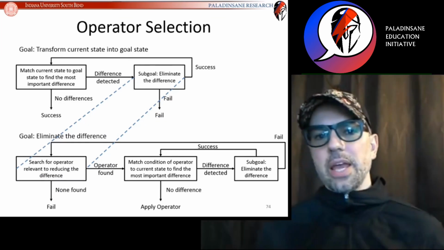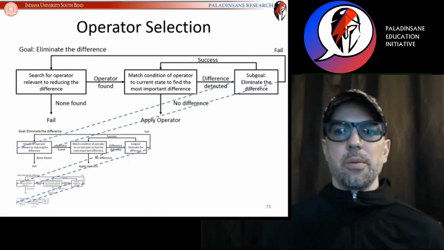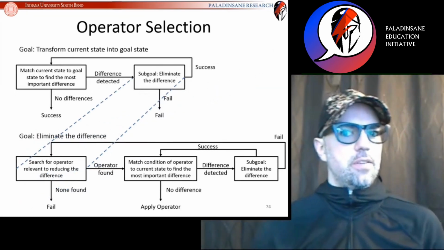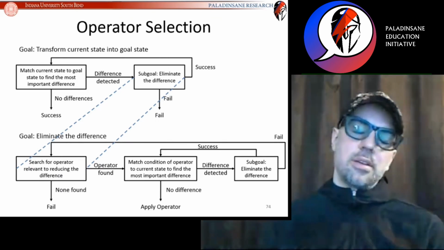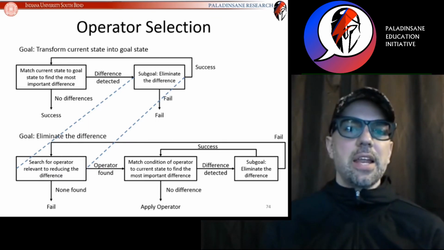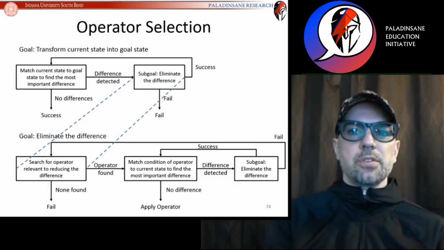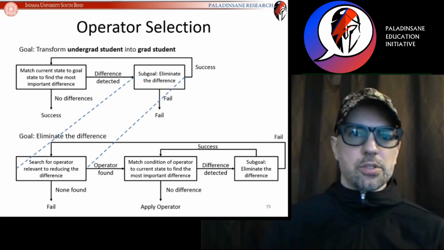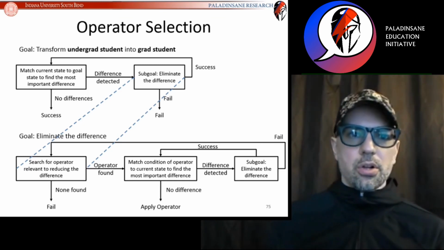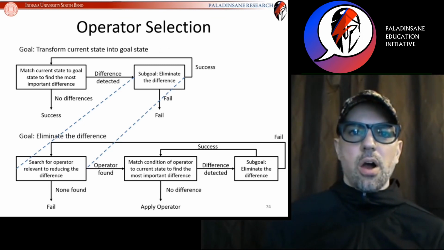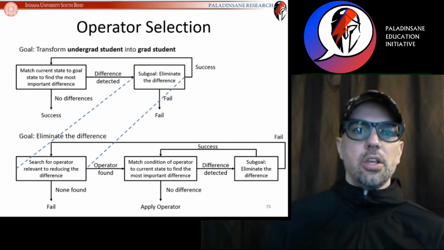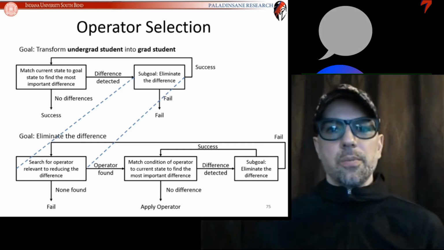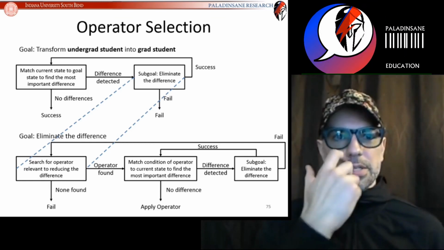It's a little bit complicated when you take a look at it in schematic form here. So let's apply it to an example. Again, something that's probably going to be near and dear to many of your hearts, if not now, in the coming years. And that is, if you have the goal of transforming yourself from an undergrad student into a graduate student, right? So you want to go to grad school. Your current state is that you are an undergraduate student. Your goal state is to become a graduate student. So what do you do? What are you going to do in order to solve this problem?